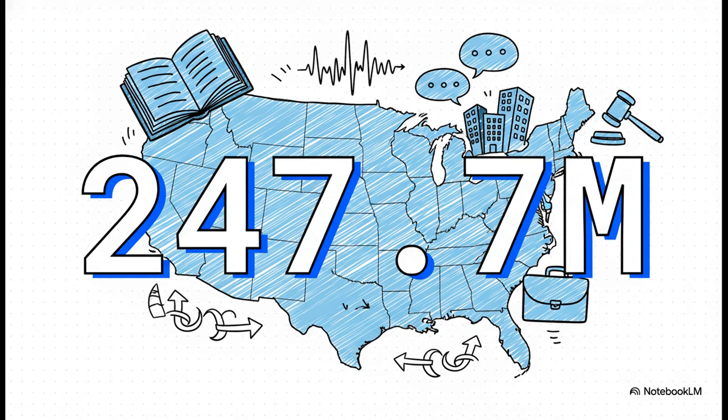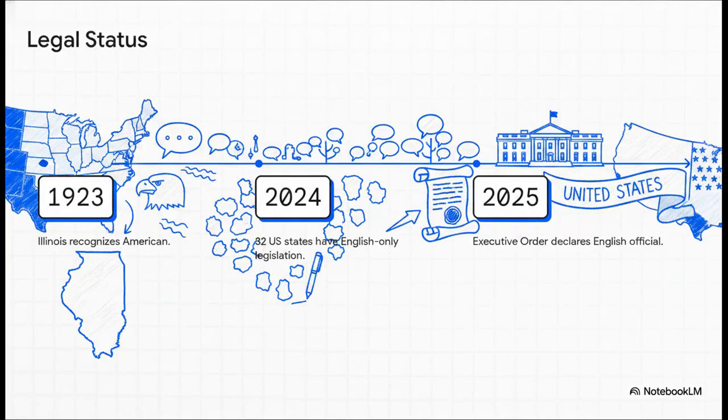247.7 million. That is the staggering number of Americans aged 5 and above who spoke English at home as of 2024. To put that into perspective, that represents a massive 77% of the total U.S. population. It is the undisputed common language of government, education, and commerce across the states. But its legal status actually has a pretty interesting history. Historically speaking, the U.S. had no official language at the federal level at all. It was just left entirely up to the individual states.